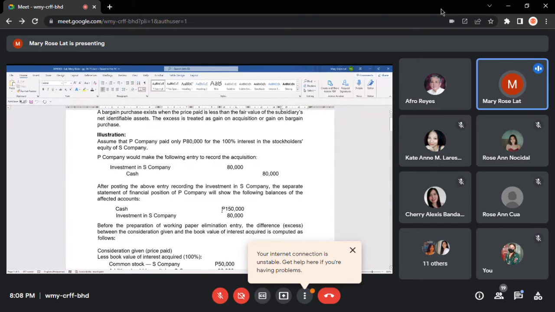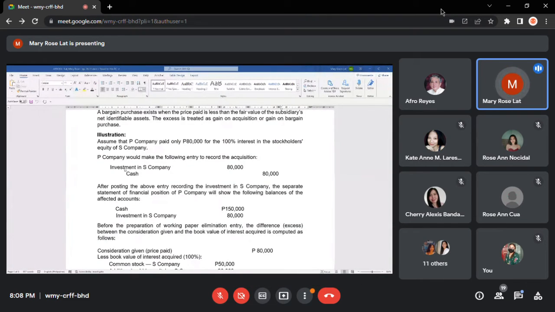Kaya po naging 150,000 yung cash is may minus po natin sa 230k yung 80k. Yung 230k po is nakuha po natin dun sa unang financial position po na si P Company is merong cash na 200k. Okay. So, pag po minus po natin yung 80k, ay makakuha po tayo na 150k. Kaya po naging 150k po yung cash po dito.